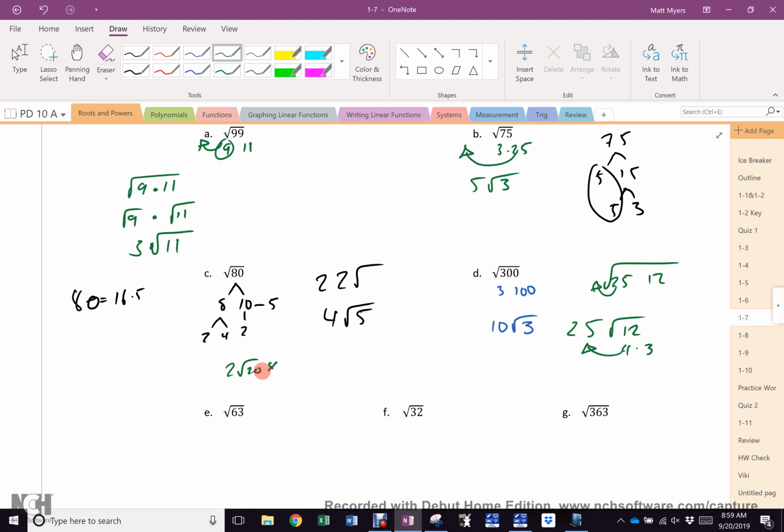What are we doing with 63? 7 and 9. Why? Because 9 is a square. So what's the answer? 3 root 7. What are we doing with 32? 16 and 2. What are we doing, RJ? 16 and 2. Yeah, we're doing 16 and 2. Why? So 16 is square. So what's the answer? 4 root 2. What are we doing with 363? 3 and 121. Why? 121 is a perfect square. What's the square root of 121? 11.